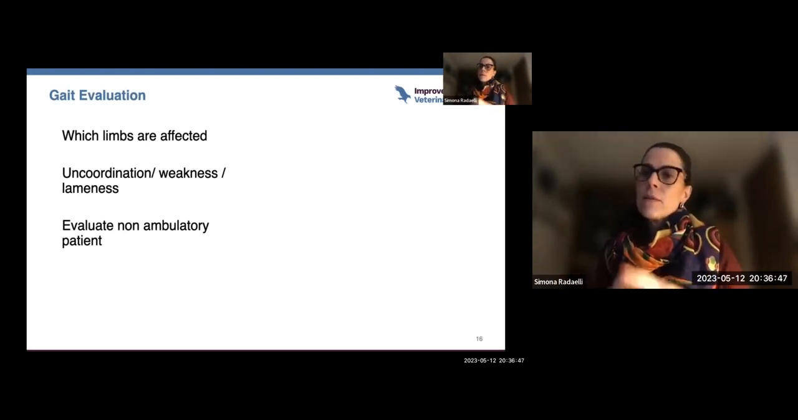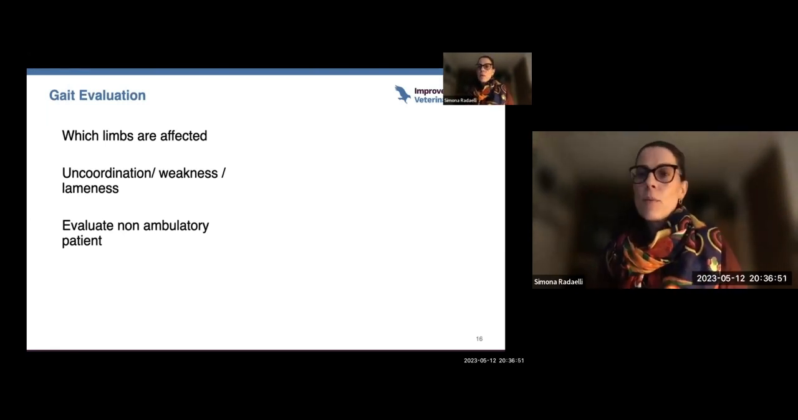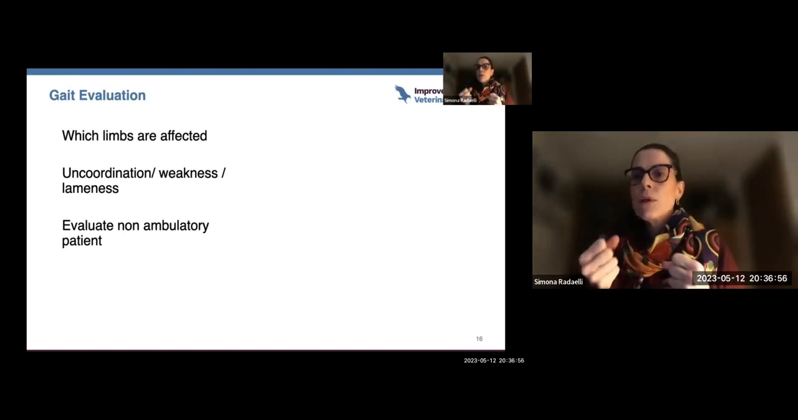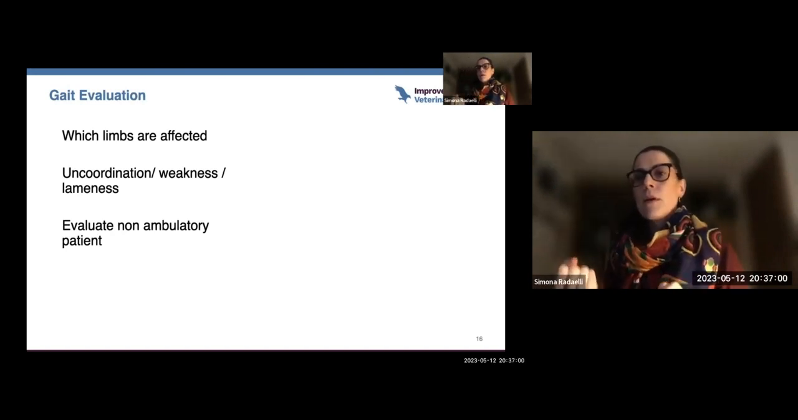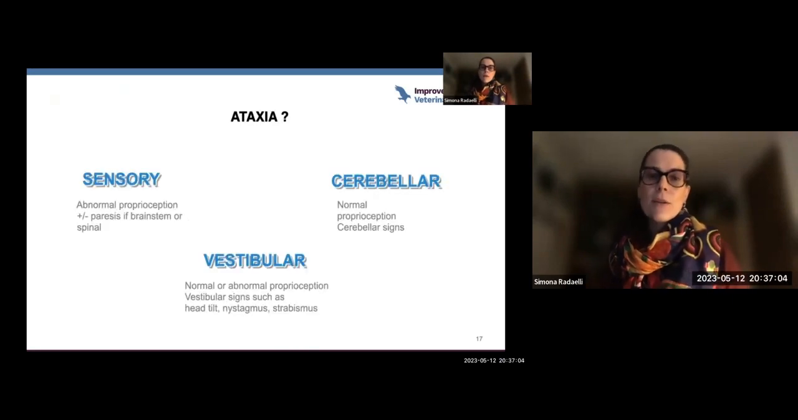Make sure, as we have seen with the dog earlier, that you evaluate non-ambulatory patients. So make sure that you have harnesses, slings, towels, and help as well, because some dogs can be heavy to lift up on your own, and try to see if there are movements in the legs.